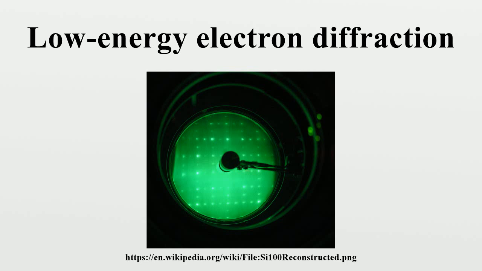Interpretation of LEED patterns. Figure 4 shows the Ewald sphere for the case of normal incidence of the primary electron beam, as would be the case in an actual LEED setup. It is apparent that the pattern observed on the fluorescent screen is a direct picture of the reciprocal lattice of the surface. The size of the Ewald sphere and hence the number of diffraction spots on the screen is controlled by the incident electron energy.